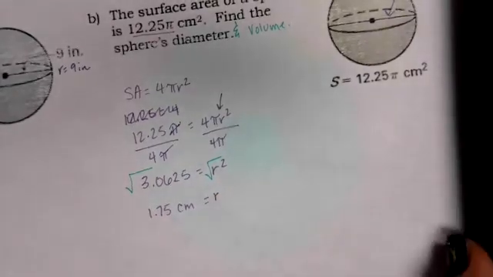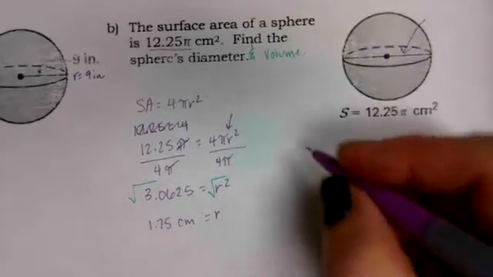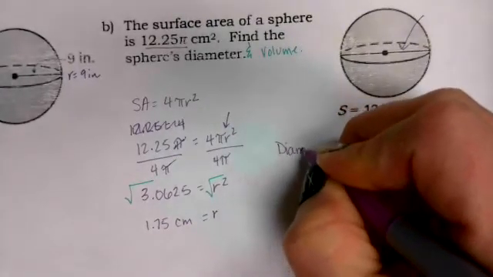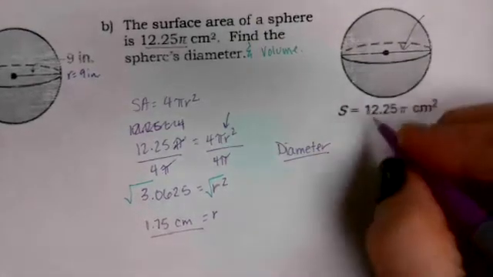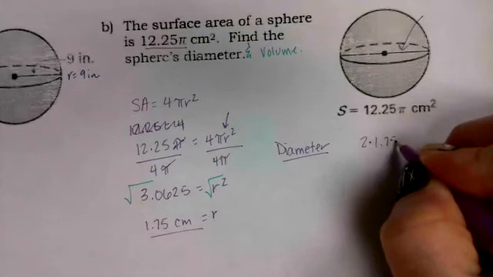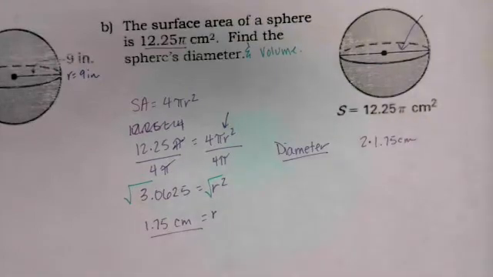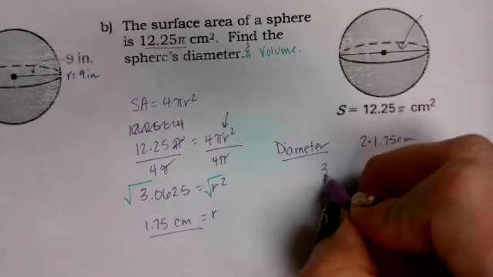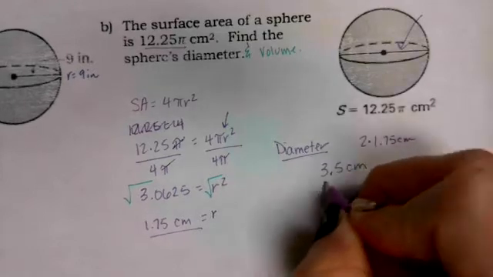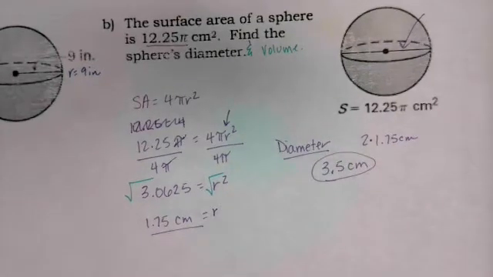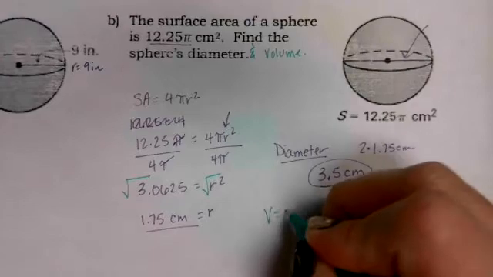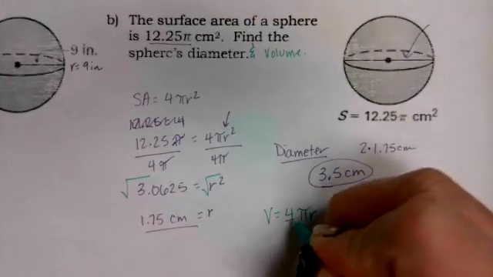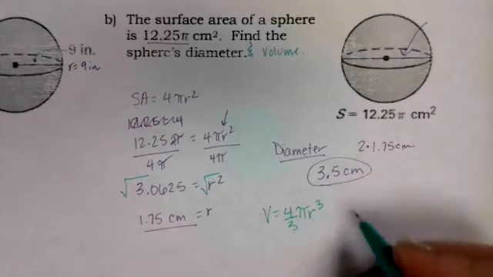So I haven't answered the questions yet, but I'm pretty close. So the diameter is 2 radius put together. So it's 2 times 1.75 centimeters. So that's going to end at being a diameter of 3.5 centimeters. Right? And then I'm going to go and find the volume of the sphere. Since I know the radius, shouldn't be too bad. So my volume is equal to 4 thirds pi r cubed.